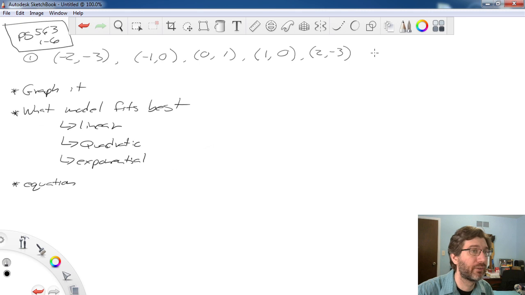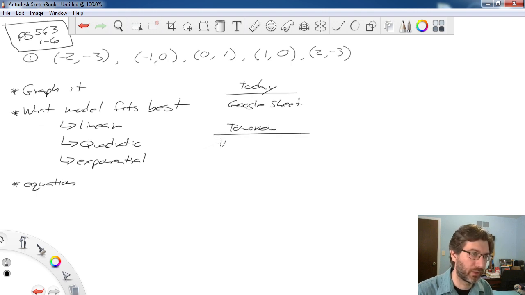But we're going to look at this data set and we're going to do it. And today we're actually going to do it through Google Sheets. So today we're going to pull up Google Sheets. And tomorrow we're going to do it by hand, which is going to obviously be a little more difficult. Google Sheets is going to do most of the math for you. And that way you can actually understand what's happening and how different things look, and it'll be easier to compare them, so you can see which one's going to be a better fit.